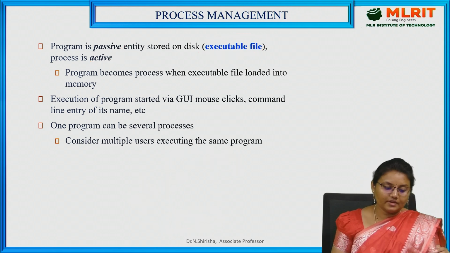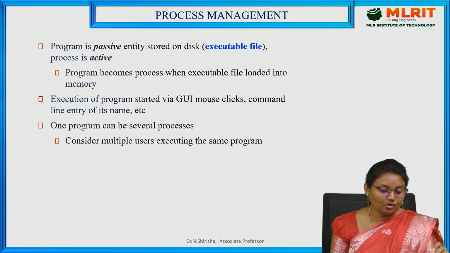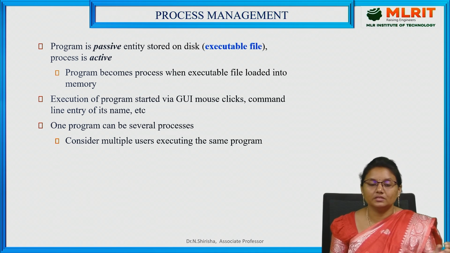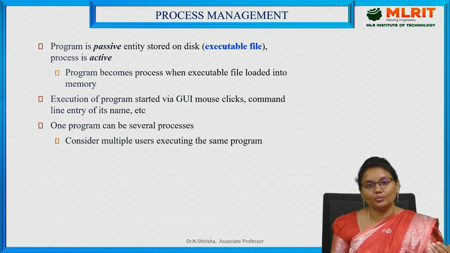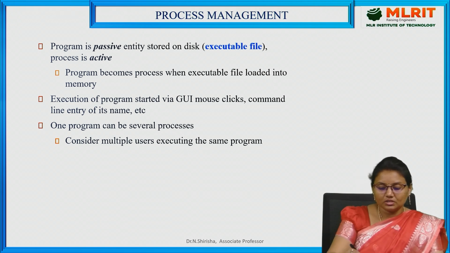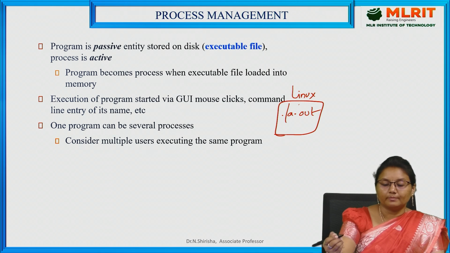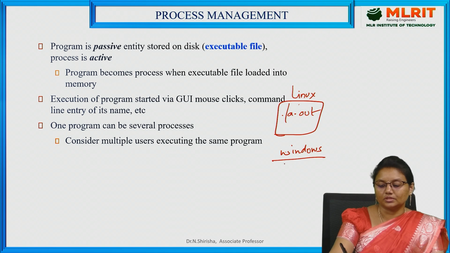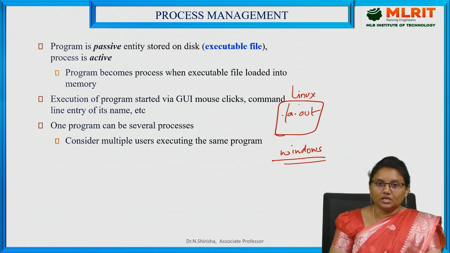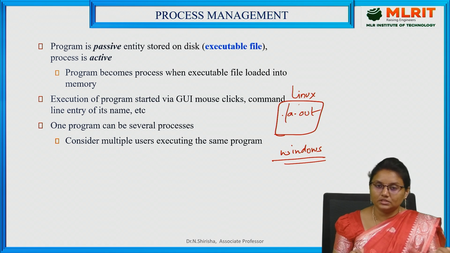And next, we have execution of a program started by GUI mouse clicks or command line entry of its name, etc. So you can execute either using the command line or using the GUI. If you go over the Linux operating system, we'll be using different commands. ./a.out. What is ./a.out? It is where in Linux programming you are executing the program. Whereas in Windows, you will have several commands for execution. Suppose you take a Java program, you compile with javac, then again use java for running the program.